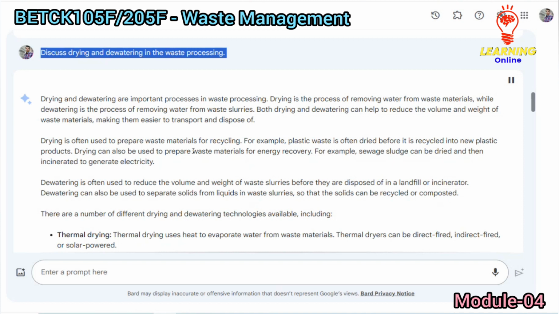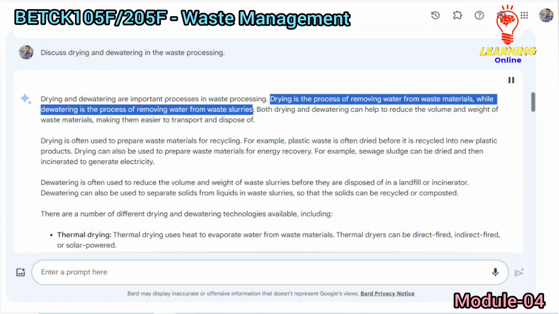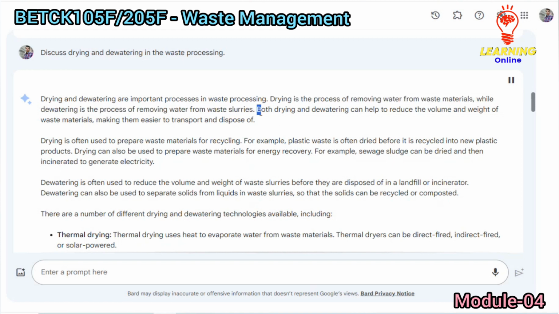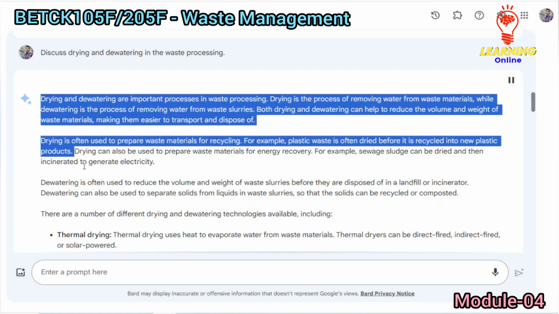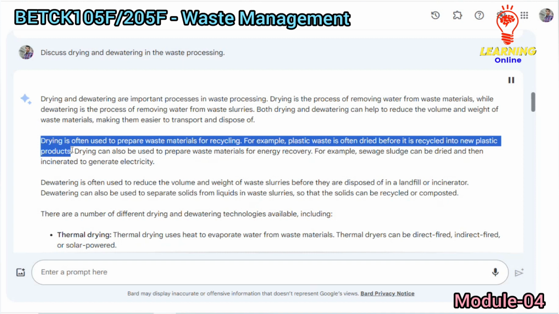Drying and dewatering are important processes in waste processing. Drying is the process of removing water from waste materials, while dewatering is the process of removing water from waste slurries. Both drying and dewatering can help to reduce the volume and weight of waste materials, making them easier to transport and dispose of. Drying is often used to prepare waste materials for recycling.